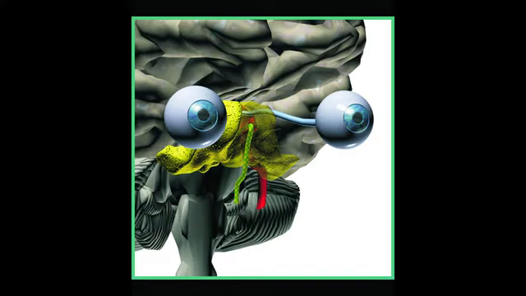Both sphenoid sinuses are seen here. The left is partially transparent. The sphenoid sinus is adjacent to the main nerve that is responsible for vision, the optic nerve. The main artery that goes to the brain, the carotid artery, travels along the wall of this sinus.